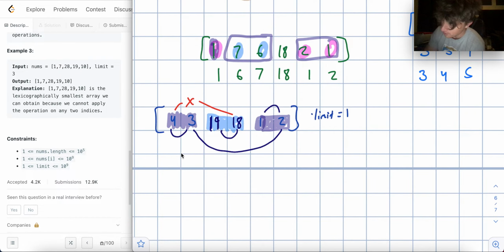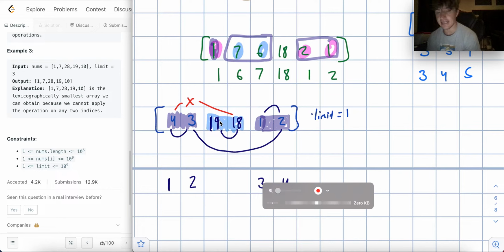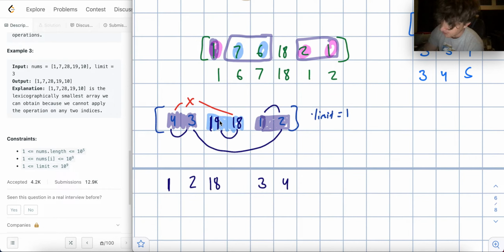So I can really just repaint the system, right? I can say, okay, this will be 1, 2, 3, 4. And then there's nothing I can do about these 18 and 19. Those have to be treated separately. They're in their own group, so they'll get treated 18, 19. Okay, so how do we make this work?